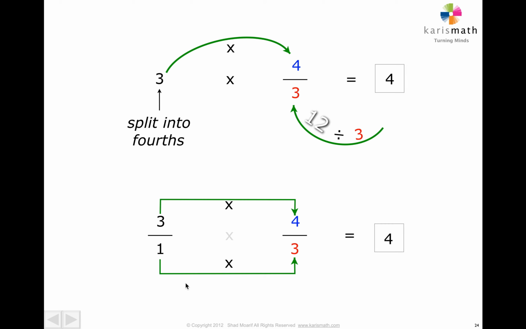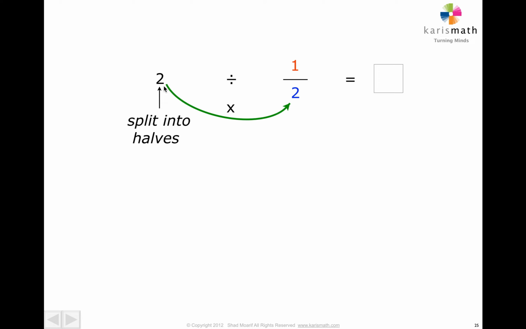So this is a simple, straight, cut to the chase kind of method of doing division. Turn it into a multiplication problem. So here's 2 divided by 1/2. Again, what we did was split it into halves. How many halves do we get in 2 wholes? Well, we multiply. Let's just flip it over and multiply this way. So 2 times 2 is 4. So 4 halves is 2 wholes.